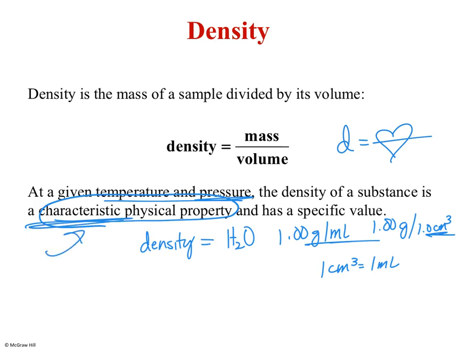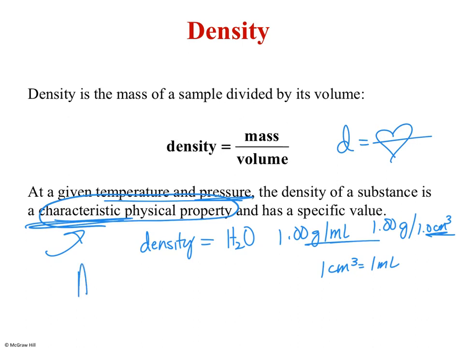Like I have brown eyes. That's characteristic of who I am. Okay, so it doesn't matter if I'm in the dark. It doesn't matter if I'm in Alaska. It doesn't matter if I'm in Florida. It doesn't matter where I am. That is characteristic. I've got the brown eyes. Okay, and so density is something that's characteristic to that substance.